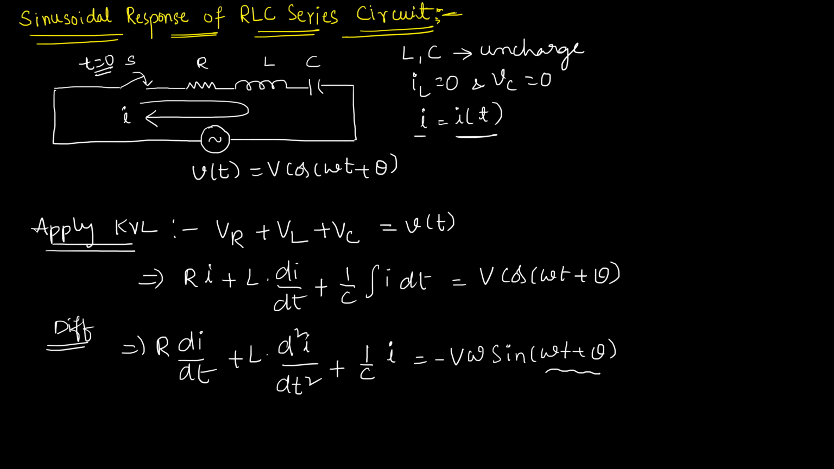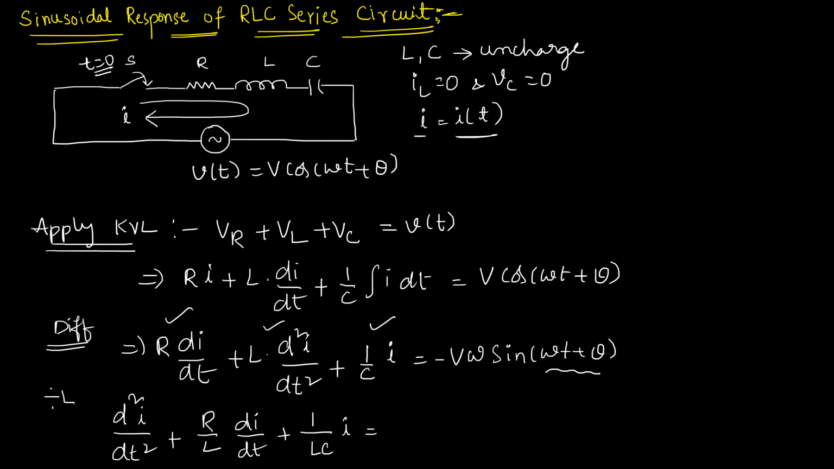Now I'm dividing this entire equation by L so that I can get the second order differential equation. If I do so, I get d square I by dt square plus R by L into dI by dt plus 1 by LC into I, equal to minus V omega by L sine(omega t plus theta).